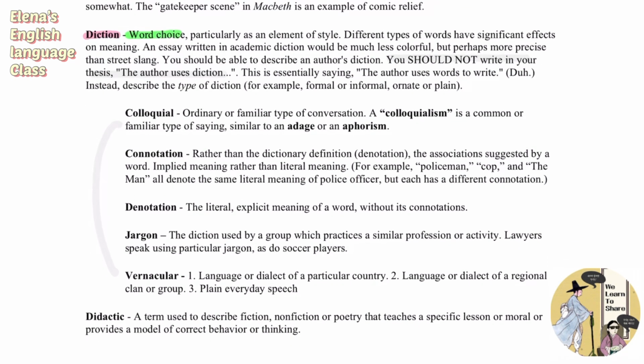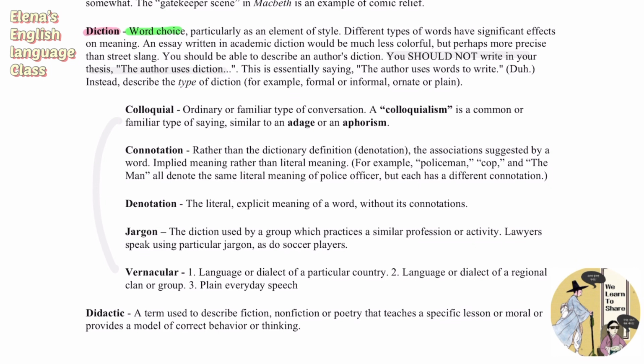We're going to look at the types of diction over here, first of which is colloquial. Colloquial is like an ordinary or familiar type of conversation. A colloquialism is a common or familiar type of saying, similar to an adage or an aphorism, which we're going to look at on the next page. So just remember that colloquial is something very familiar of conversation. Just remember C and C, okay? So colloquial is something that comes out in a conversation, so it's very familiar and ordinary.